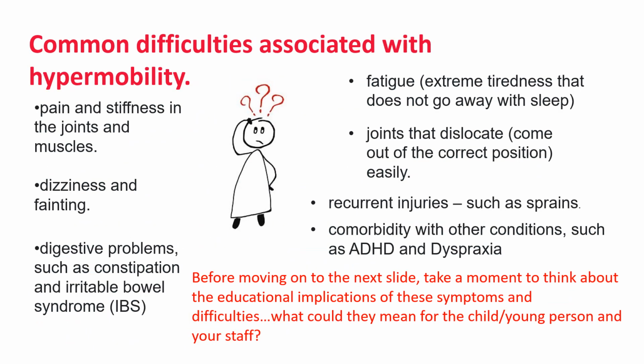On this slide, we look at the common difficulties associated with hypermobility. These can include pain and stiffness in the joints and muscles, dizziness and fainting, digestive problems such as constipation and irritable bowel syndrome, fatigue, joints that dislocate, recurrent injuries, and comorbidity or coexistence with other conditions such as ADHD and dyspraxia.